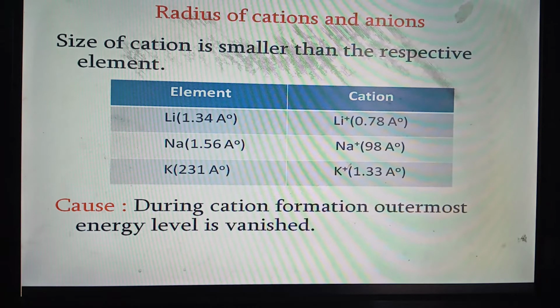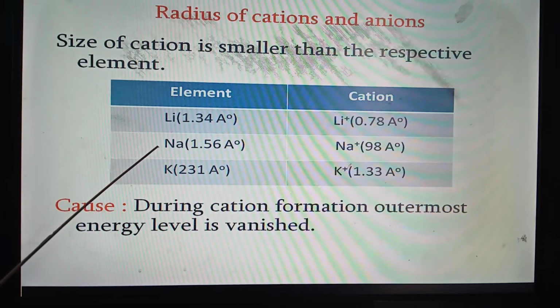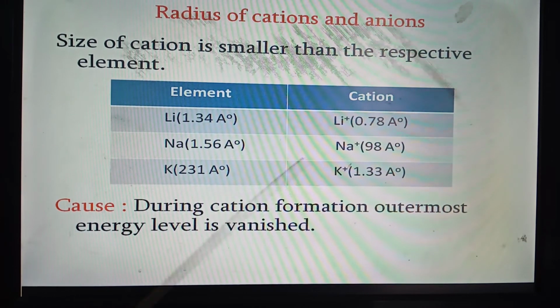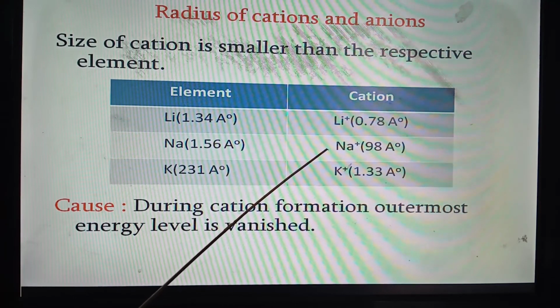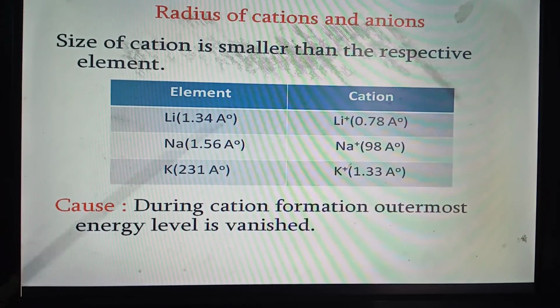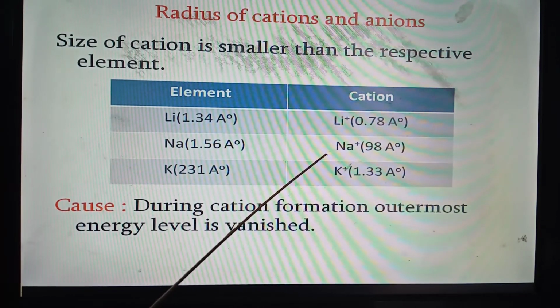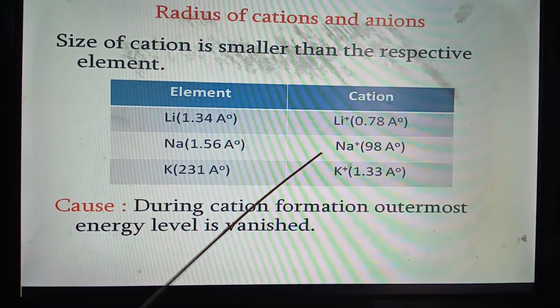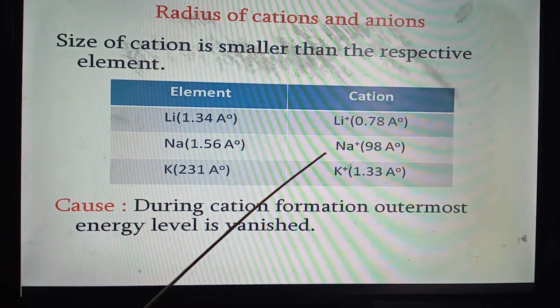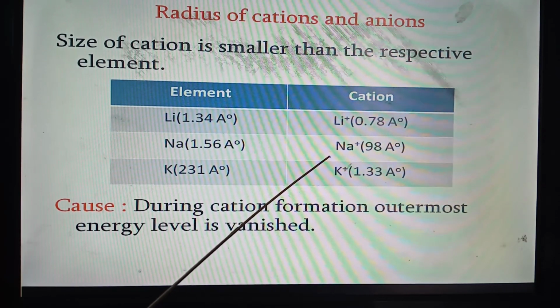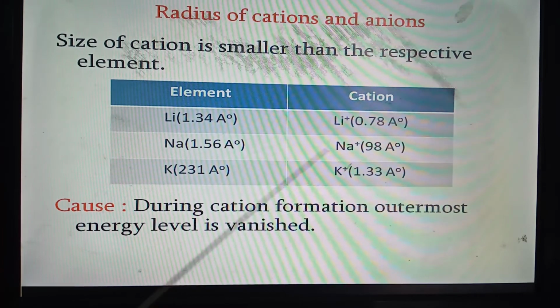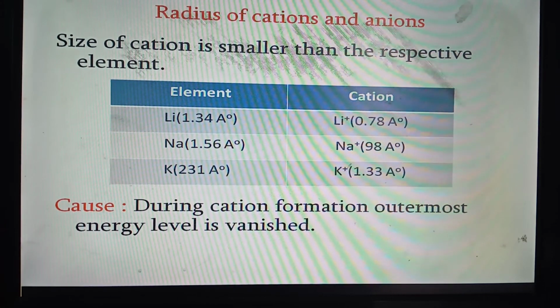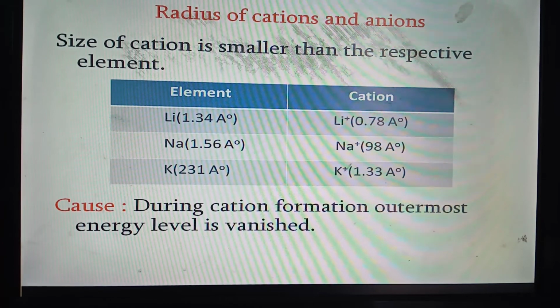Let us think about one example at least. Sodium has 3 energy levels, but when it loses one electron, it forms sodium ion, which has 2 energy levels. Sorry, sodium atom has 3 energy levels, but sodium ion has 2 energy levels, that is one energy level less. For this reason, the radius of sodium ion is less than that of the sodium atom. So the summary is the size of the cation is smaller than the respective element.